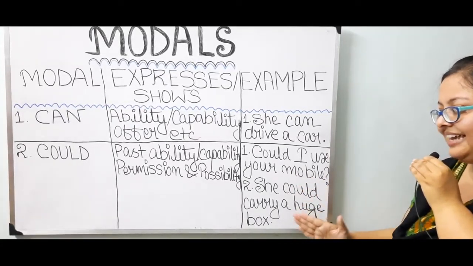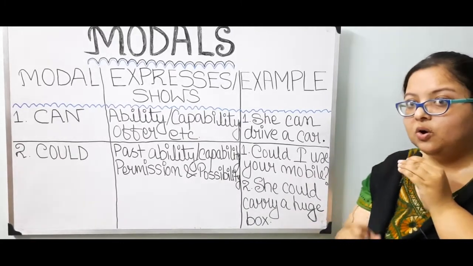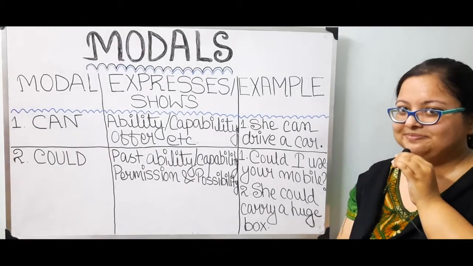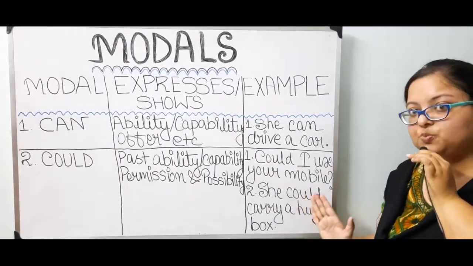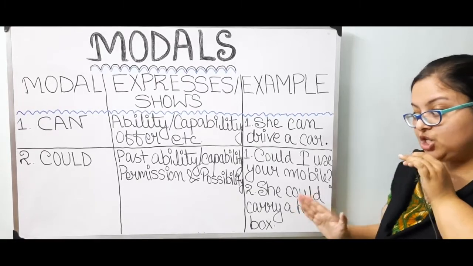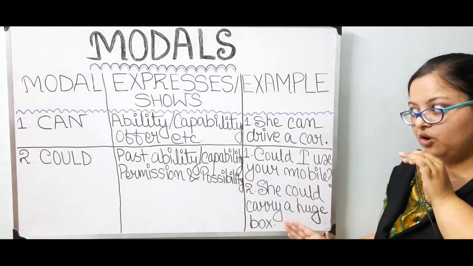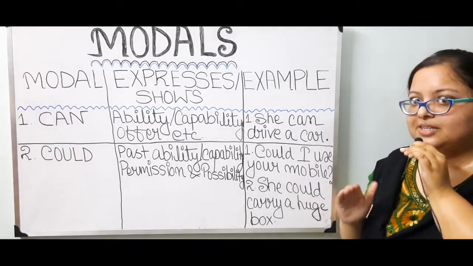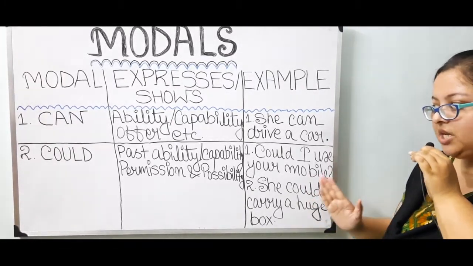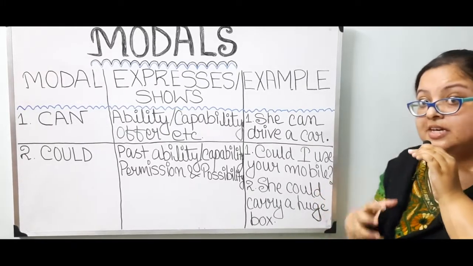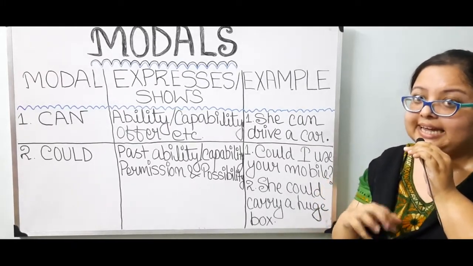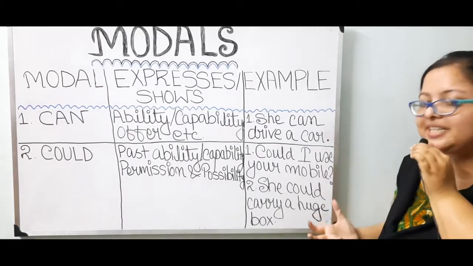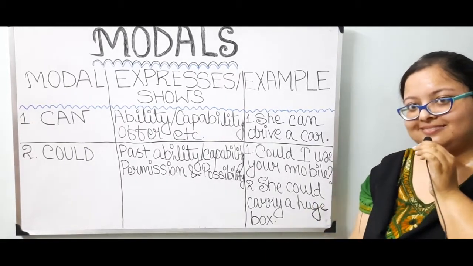Now, next, number 2. She could carry a huge box. So it is someone's past ability that she could perform. Now she could carry a huge box means she could do something in the past time. In her past she could carry a huge box.